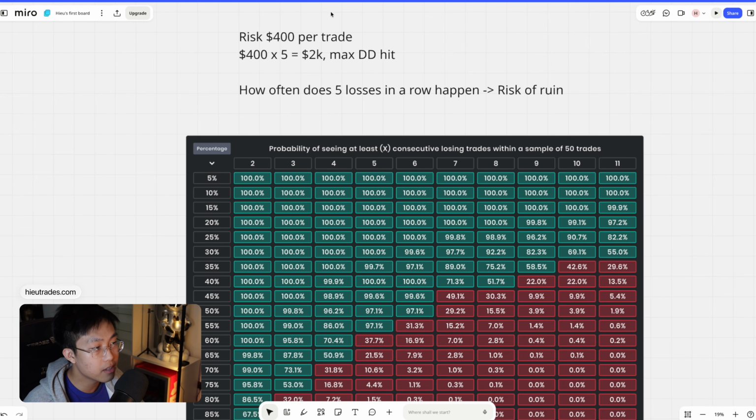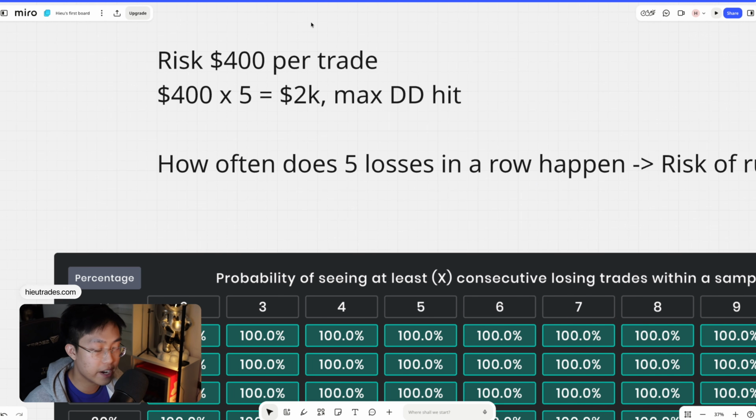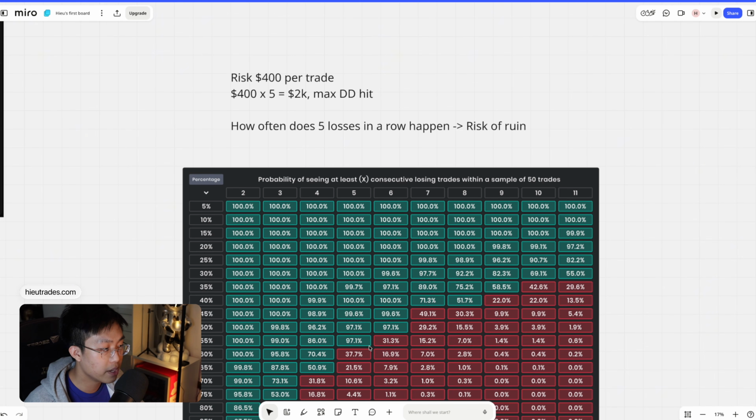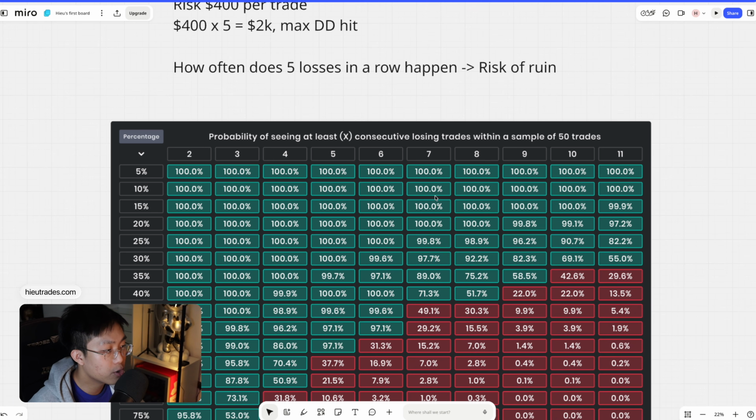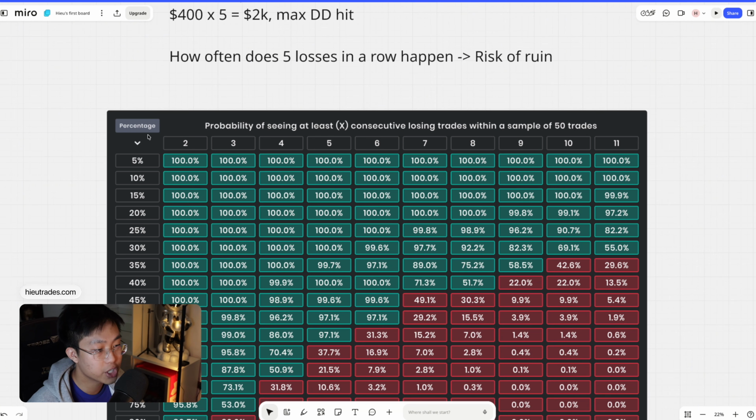And if you're risking $400 per trade, you are going to blow that account. Because remember, if you're risking $400, you only need 5 losing trades in a row to hit the max drawdown limit. And if you look over here, the probability of a higher consecutive losing trade frequency is going to increase with a reduction in your win rate.